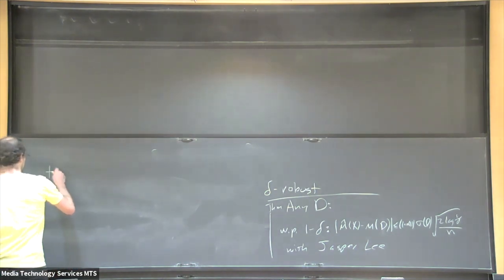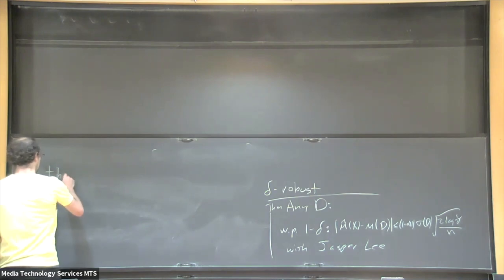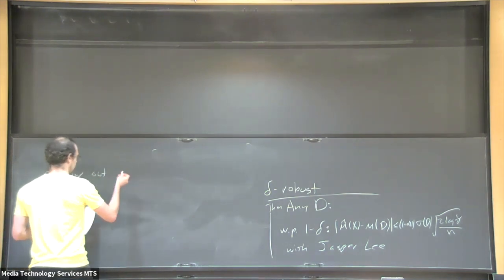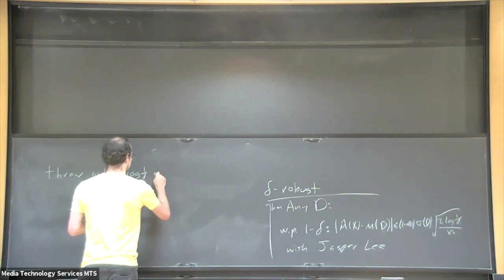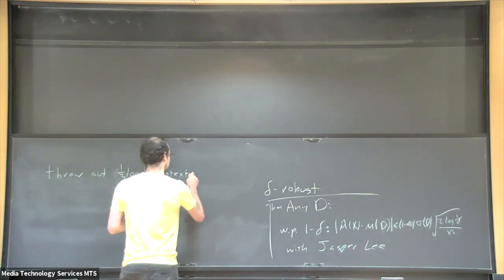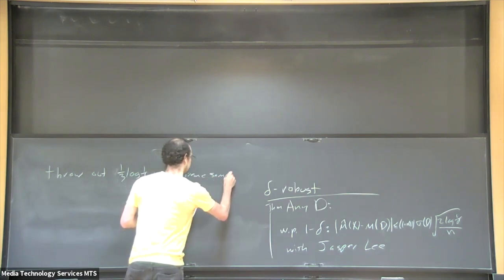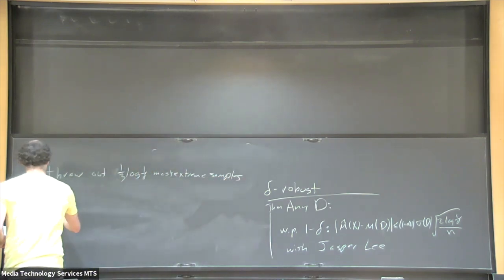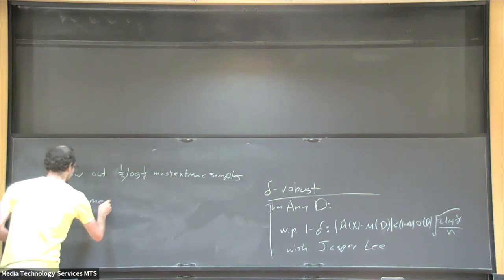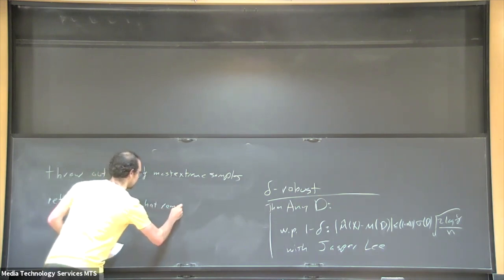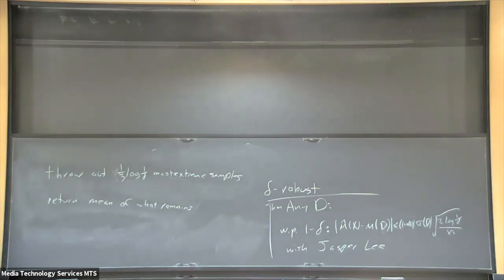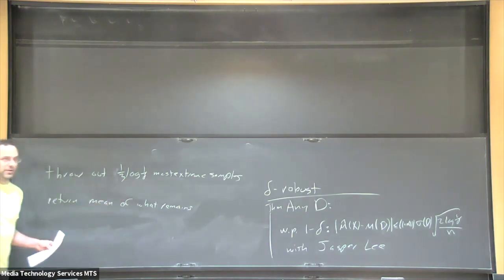The algorithm is the following. I'll fill in some more stuff on the board. Throw out the log 1 over delta most extreme samples, and return the mean of what remains. So as a first step, this is the same thing. So throw out outliers.